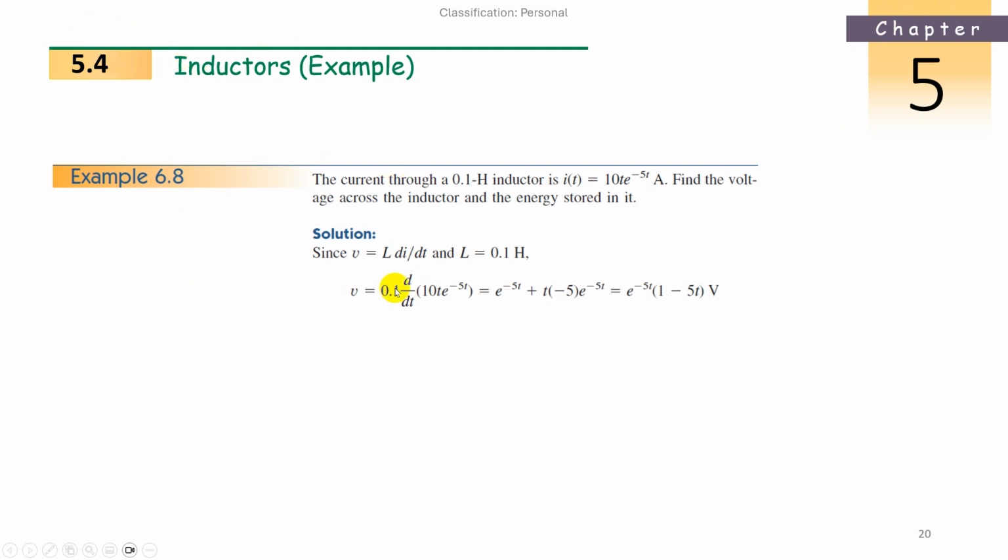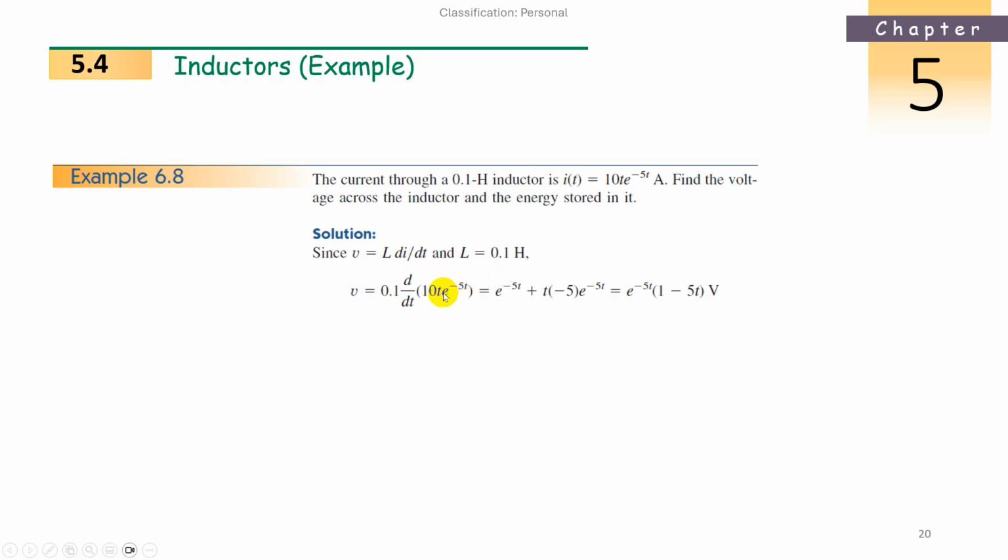That is the rule. So in the first step we get two terms, A plus B terms. First differentiate t, then it becomes e^(-5t) times 1. Then 10 into 0.1 is 1. So e^(-t) when we are differentiating t.